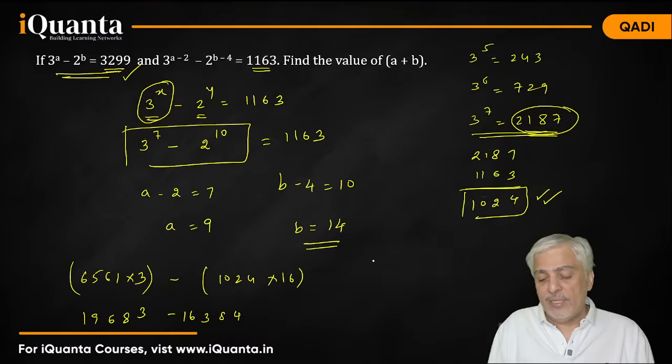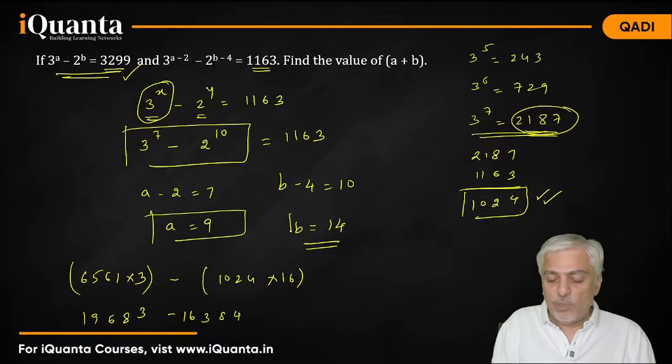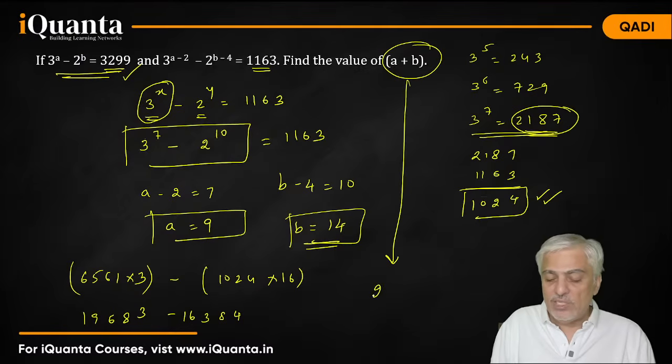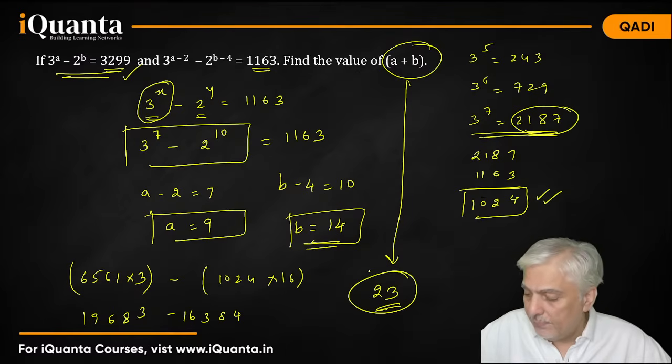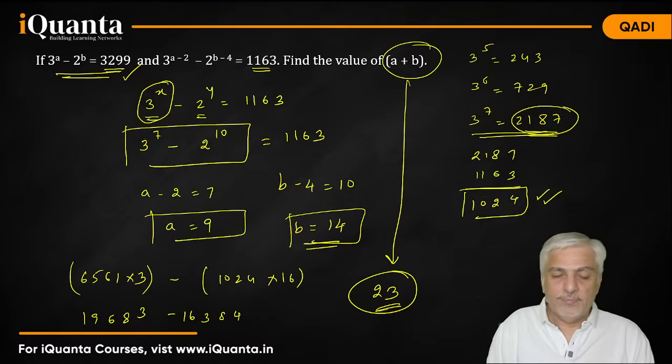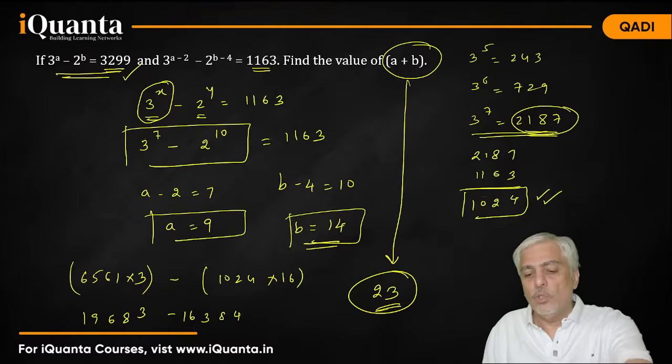Are we clear, everybody, with this question? So A comes out to be 9, B comes out to be 14. Question asked was find A plus B. So A plus B is 23. Are we clear, everybody? Any doubts? Check. Okay, going ahead.